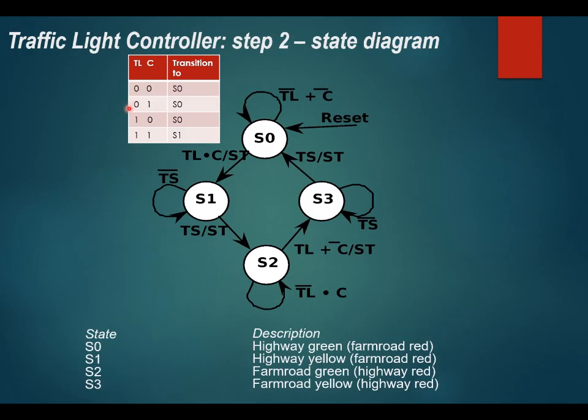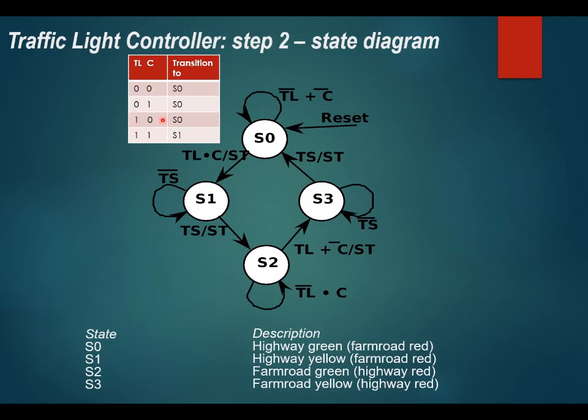The second situation is 01, when the green light interval has still not yet expired, but there's a car waiting on the farm road. Because the interval has not yet expired as specified in the specification, the green light should stay green. So S0 stays as S0.